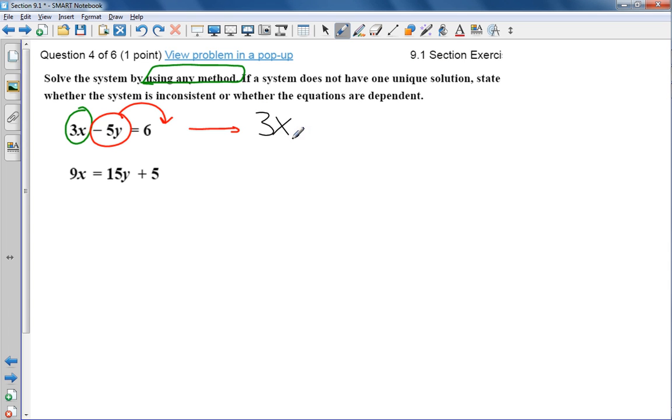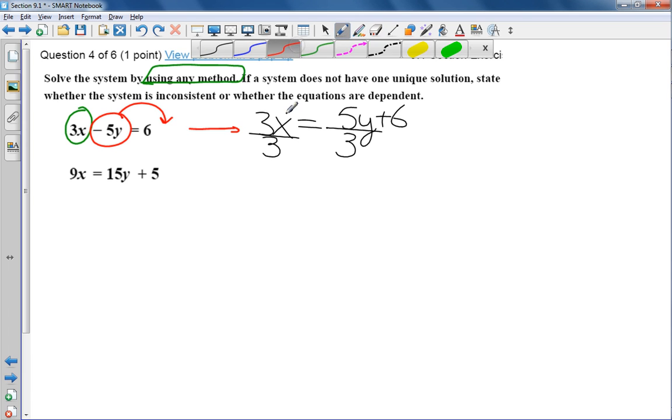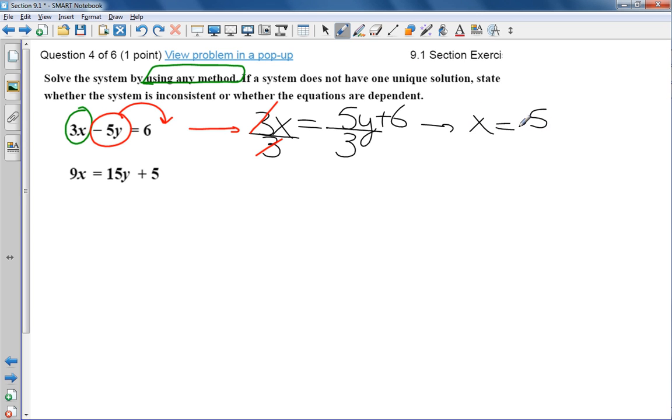We get what? 5y plus 6. Agree? Perfect. Next, to isolate x, I need to divide both sides by 3. That one. And I have it. X is 5/3y plus 6. Raise hand if you see any comments, if you want to make any comments or something.